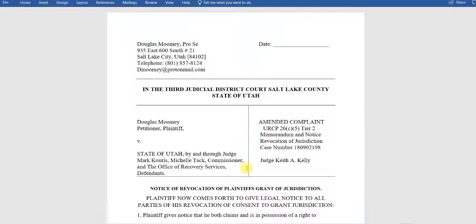All right, let's go through this one now. You'll notice this is all the same as the other ones. This is my memorandum and notice of revocation of jurisdiction.